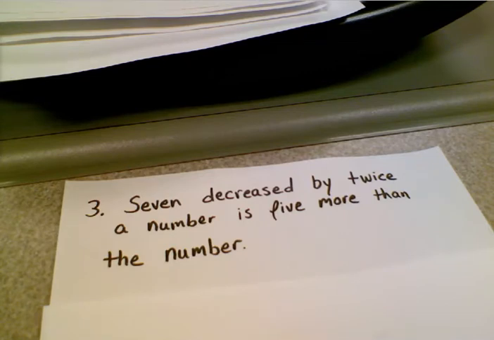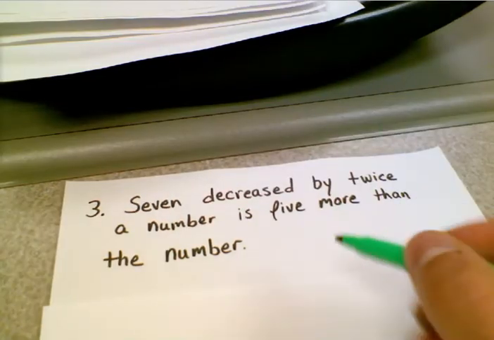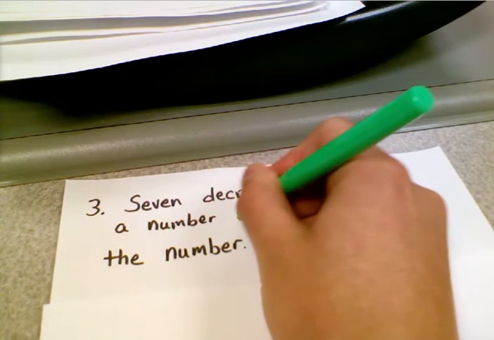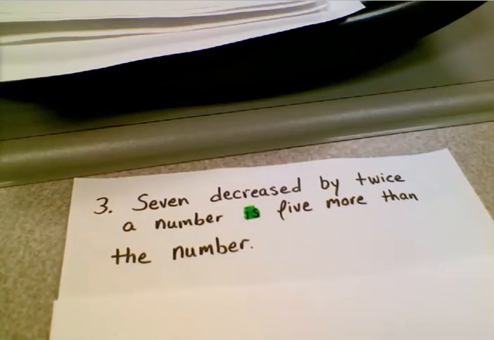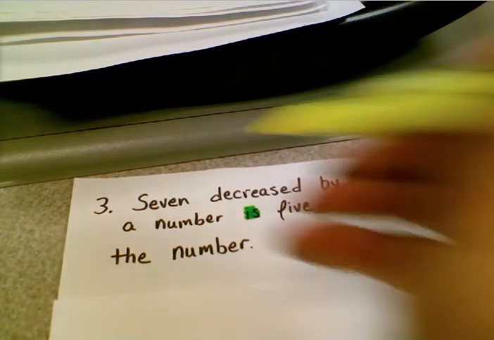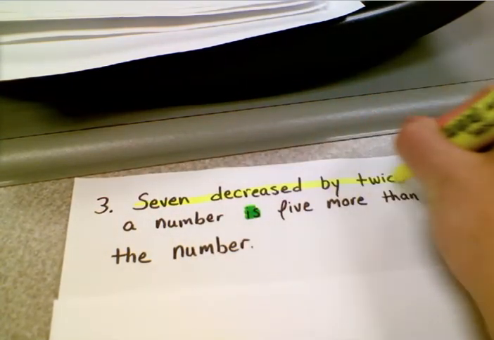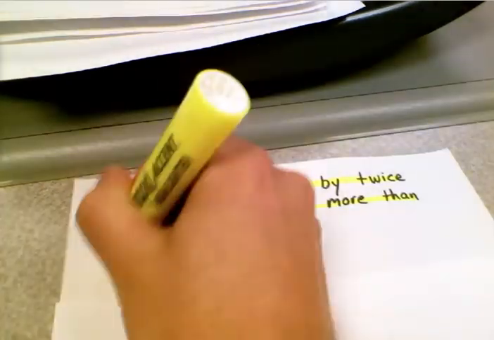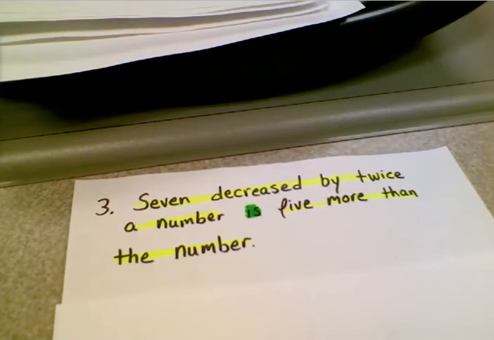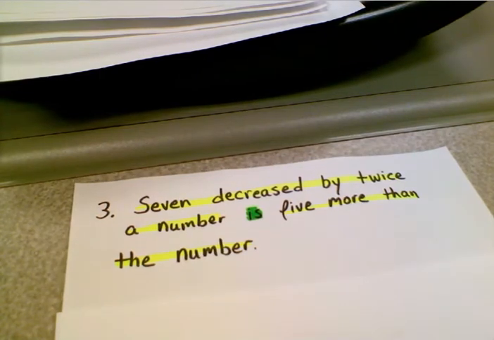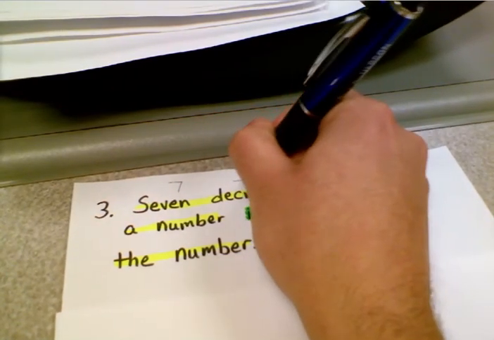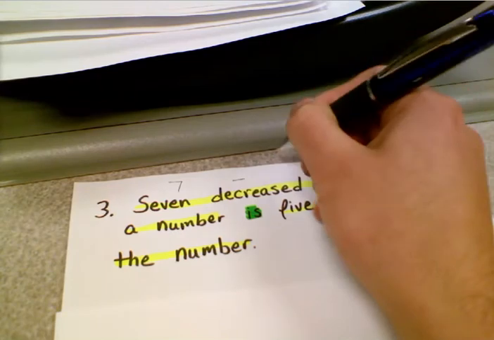All right, moving on. Again, I'm going to find where I have the word "is." I see right here I'm dealing with an equation. I now have 7 decreased by twice a number. That is pretty important information that I am going to highlight. 7 decreased by twice a number is 5 more than the number. I'm going to start off with 7. Decrease means minus. By twice a number means 2n.